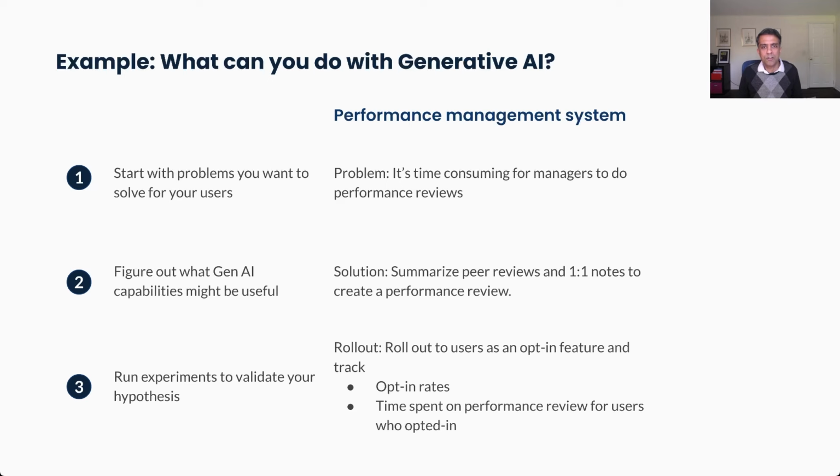In terms of rollout, we wanted to make sure we ran experiments to validate our hypothesis. So we rolled out the feature as an opt-in. We looked at opt-in rates, and for the users who opted in, we looked at the time spent on performance reviews compared to other users. This helped us understand the value of the solution and whether we were actually providing enough value to the users.